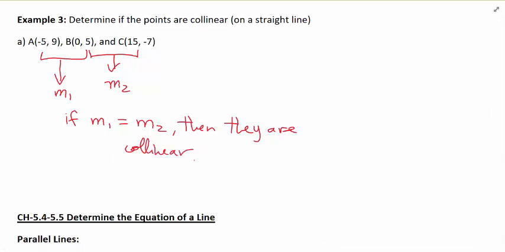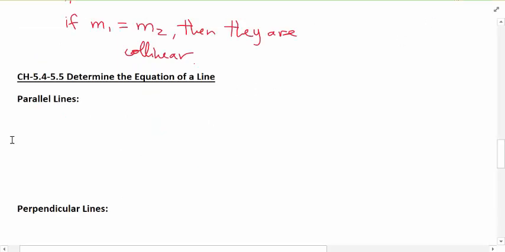And that's all I'm going to say for that question. All you need to do is find the slopes of those two, and then see if they're the same. If they're the same, they must be collinear. Chapter 5.4, 5.5, determine the equation of a line.